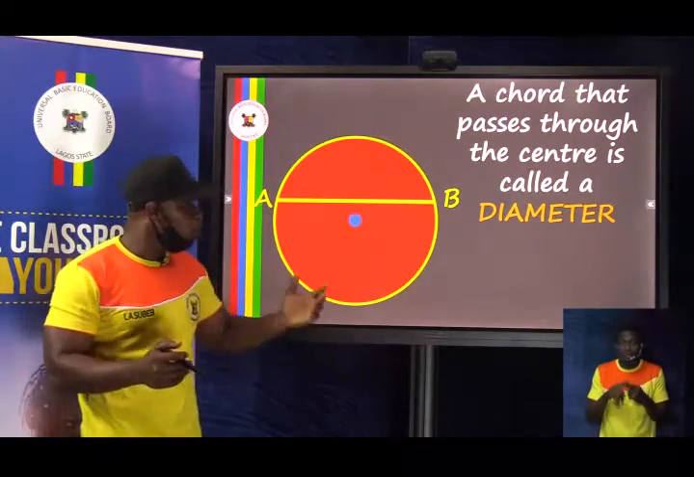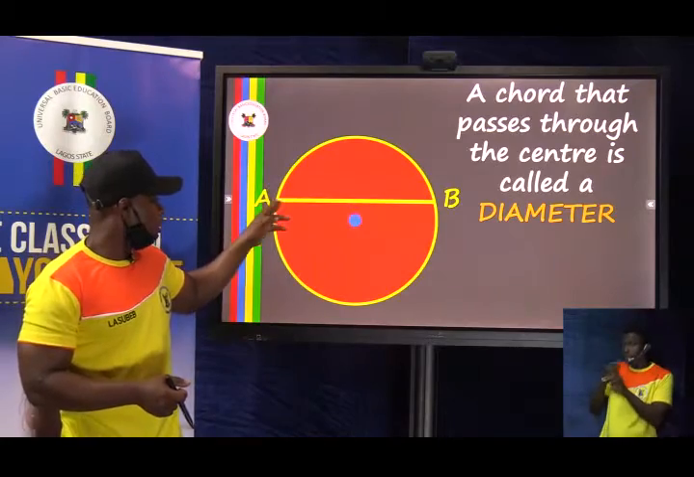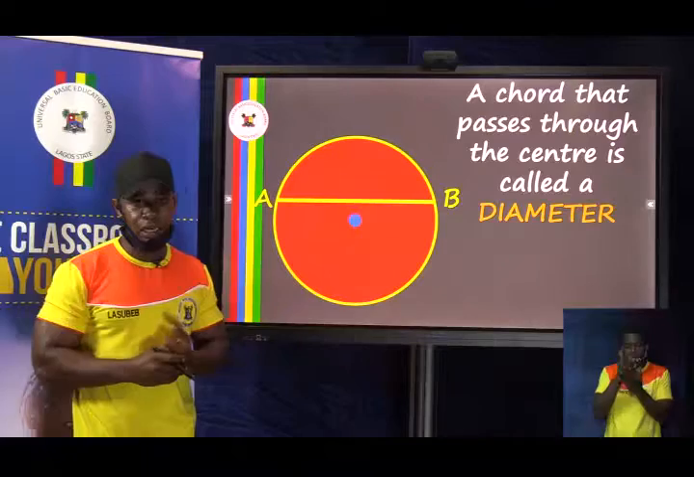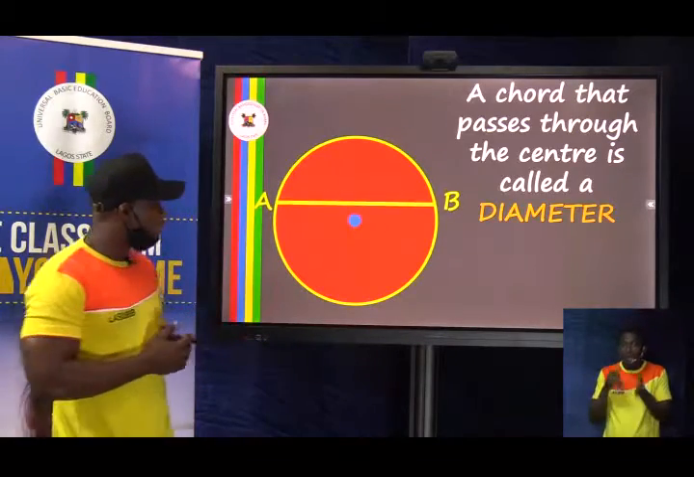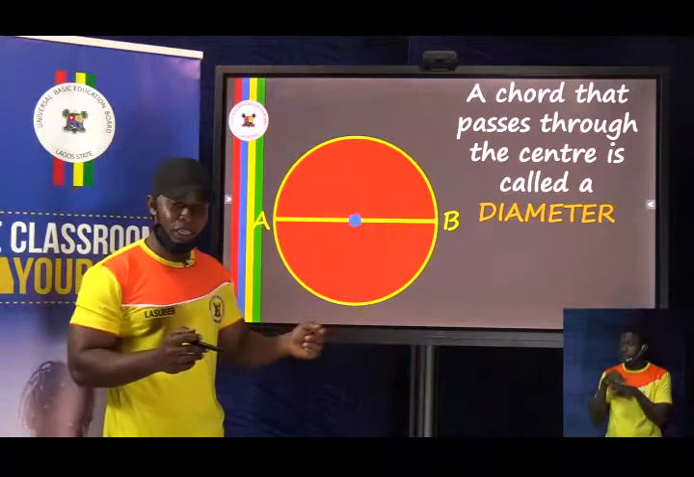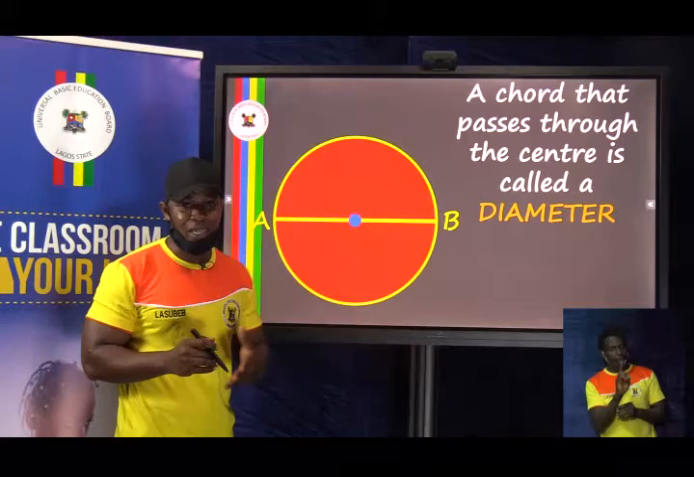Now, I want to talk about a special chord. This is a chord starting from point A and touching point B. But it doesn't pass through the center. Now, if I allow it to pass through the center like this, it is a chord, quite all right, but it's a special chord. We call it the diameter.